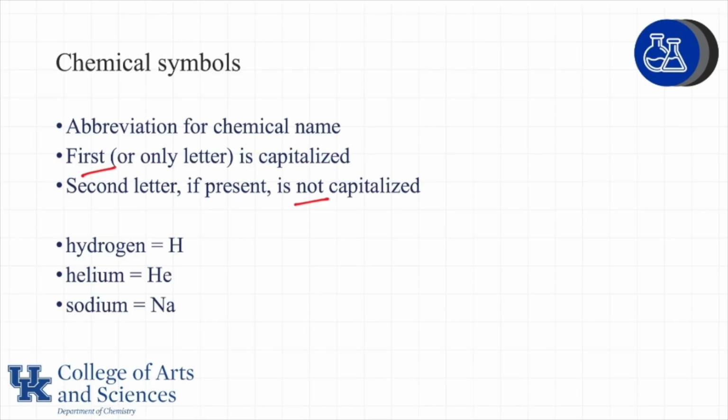So if we look at hydrogen, its symbol is H, one letter, capitalized. Helium, capital H, lowercase e. Sodium, capital N, lowercase a.